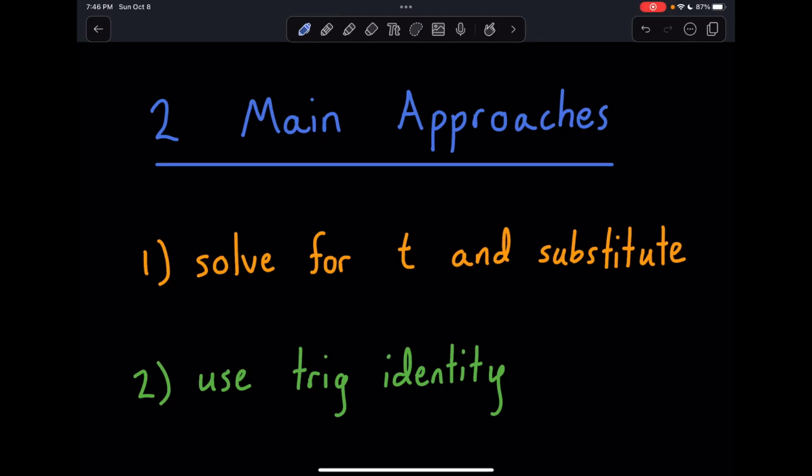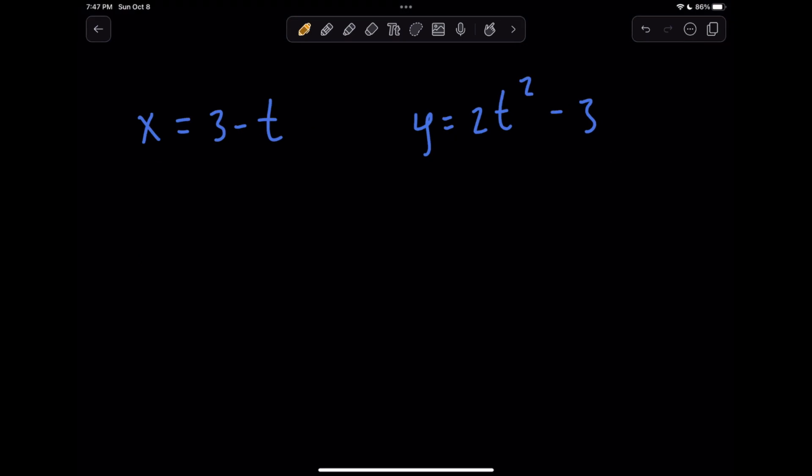In this video, I'll be covering how to convert parametric equations to the Cartesian system. There are typically two main approaches to doing this. The first is to isolate for t and then substitute that into the other equation, and the second is to use a trig identity. Let's start with a simple example where we will isolate for t.